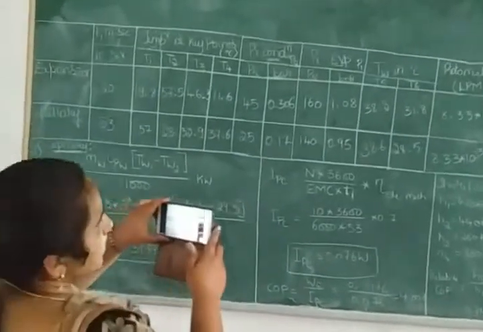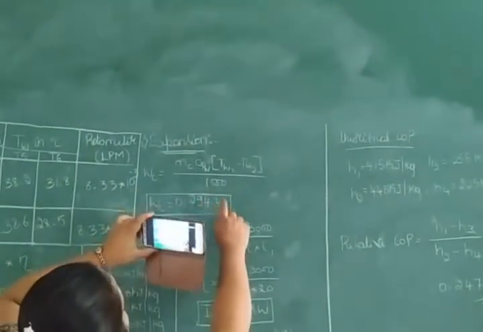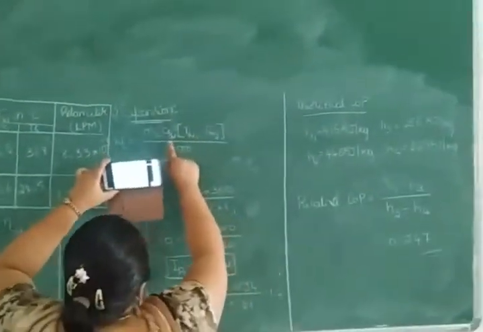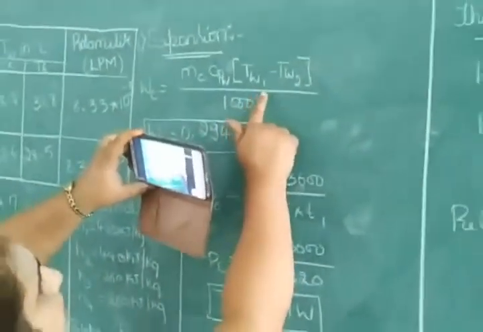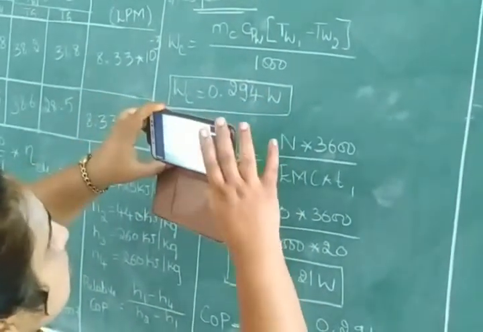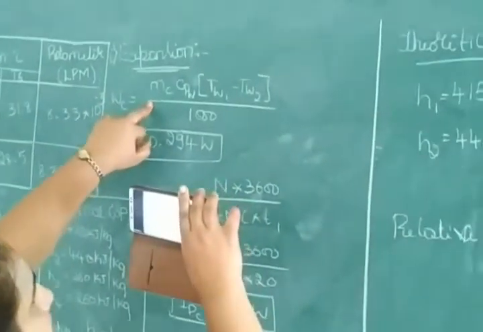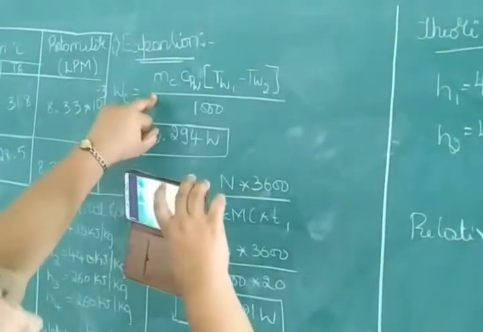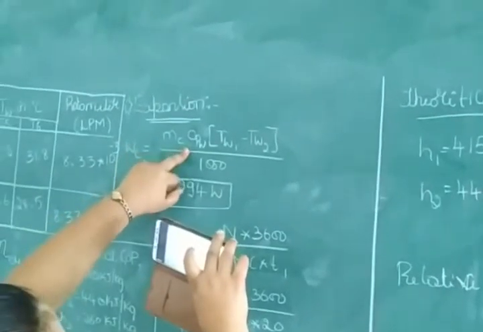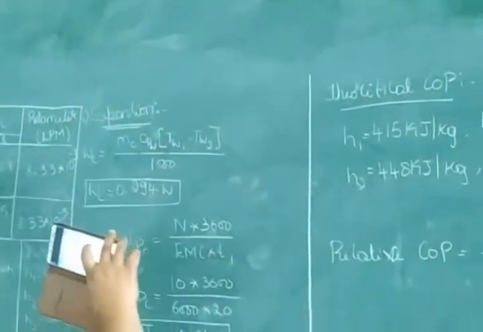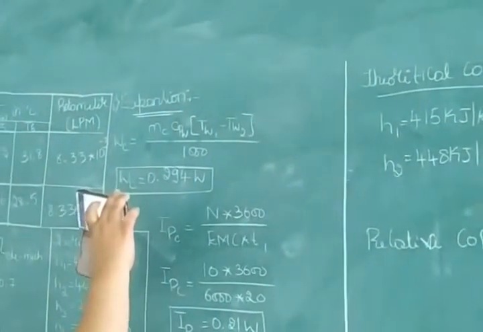First, let me start with the expansion. WC is equal to MC into CPW into delta TW. Delta TW happens to be TW1 minus TW2. So if I substitute, what is MC? We know that it is the rotameter value divided by 60. Cp is the specific heat of the water. Then delta T, that is water temperature, we need to note it down, T5 and T6. If I substitute, I get this WC.